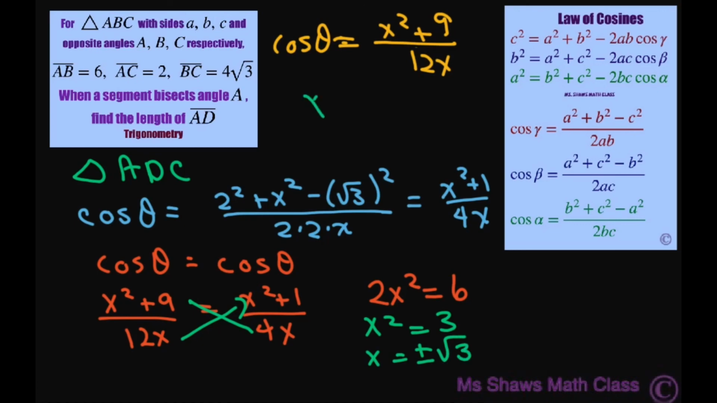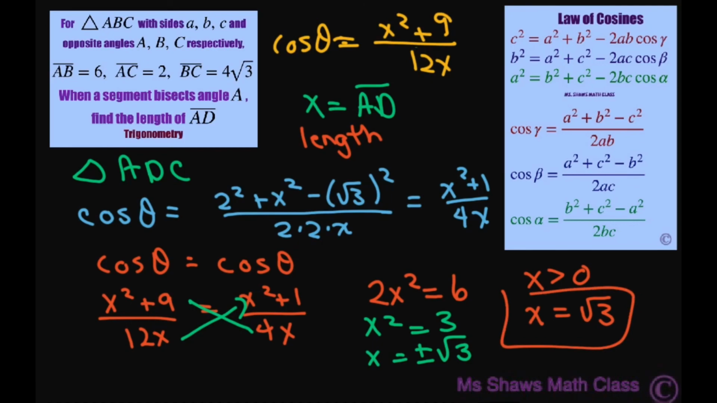And remember, our x is the length of AD, which is what we're looking for. Since it's a length, our length has to be positive, so therefore x has to be positive. Therefore, we're only going to let x equal square root of 3 and not the negative. And that's it.